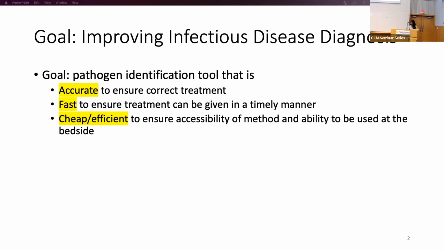Okay. So the overarching goal of this work was to improve infectious disease diagnosis, and specifically to help to move towards a pathogen identification tool that is accurate, fast, and cheap and efficient. So accurate to ensure correct treatment, fast to ensure treatment can be given in a timely manner, and cheap and efficient to ensure the accessibility of the method and the ability of it to be used at the bedside.